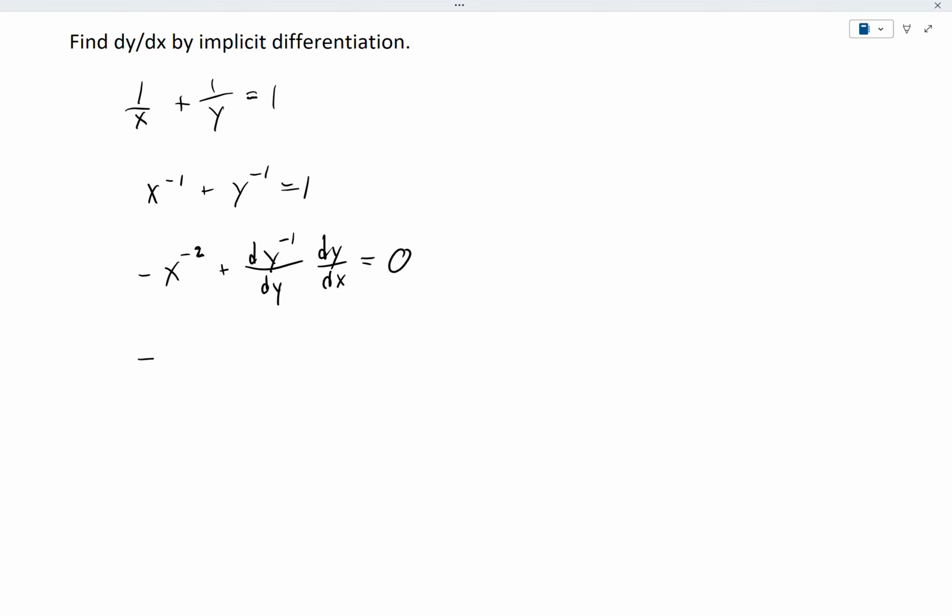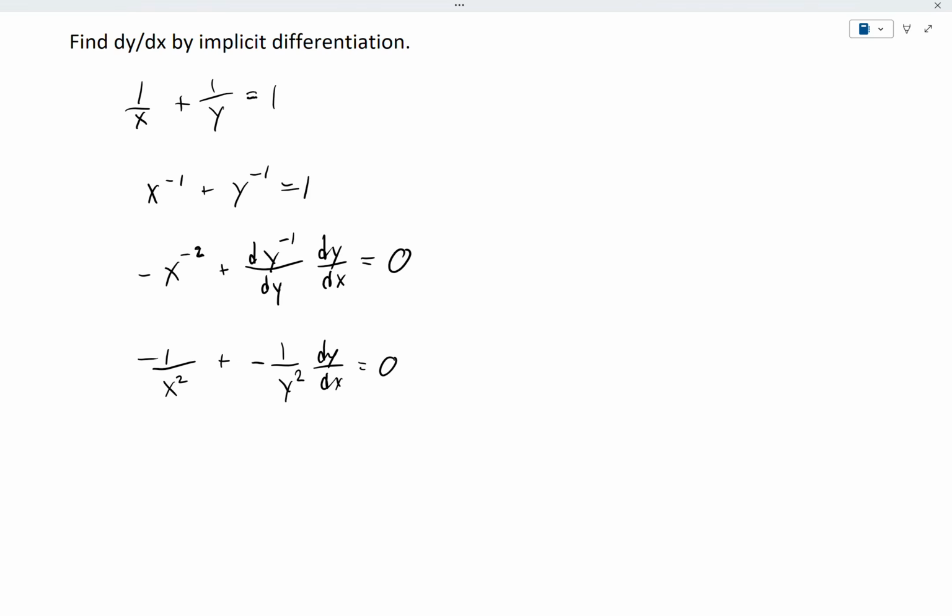So now I can rewrite this. I'm going to write negative 1 over x squared plus this right here. Once again, I'm using the power rule. Power out front, 1 smaller on the power. It's going to be negative 1 over y squared, just like what we did with this term right here, times dy/dx is equal to 0.